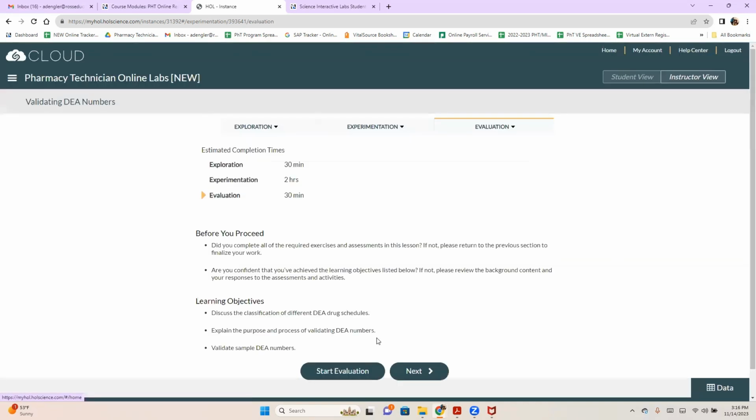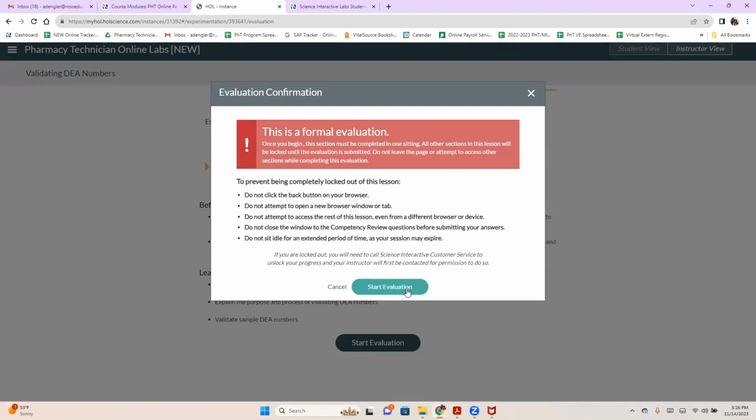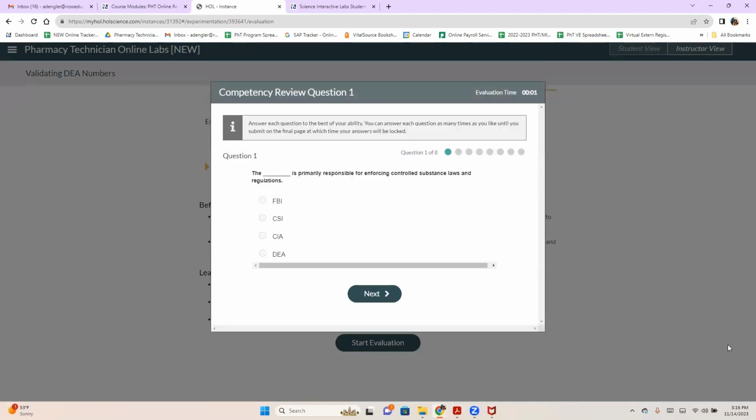So once you get your answers in there, we're going to go ahead and hit next. And we are at the evaluation portion. We're going to go to start evaluation. And the first question is, the blank is primarily responsible for enforcing controlled substance laws and regulations. So based on everything we've been talking about, the answer is going to be the DEA. That's what we're talking about in this chapter, so it makes the most sense.